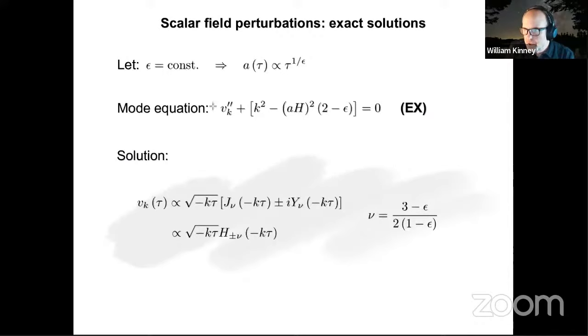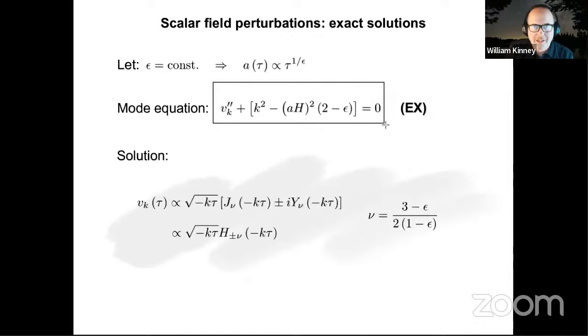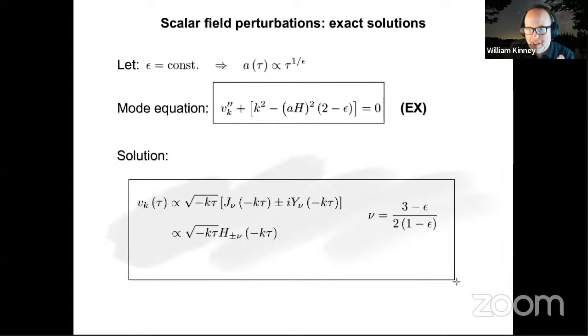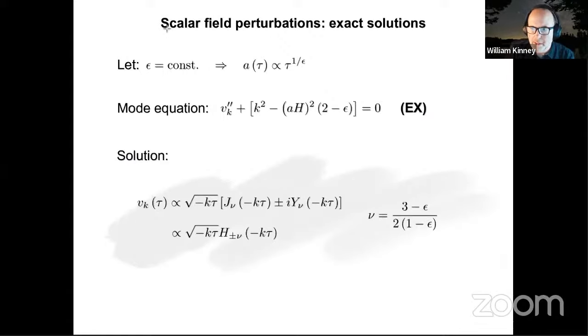So we have this solution, as long as the equation of state is constant or approximately constant. We'll talk about the approximately constant case, which is the slow roll approximation, after we do the simpler case of exactly constant. Then we have an exact solution to this equation of motion, which it turns out is a bunch of Bessel functions. Nothing terribly complicated.